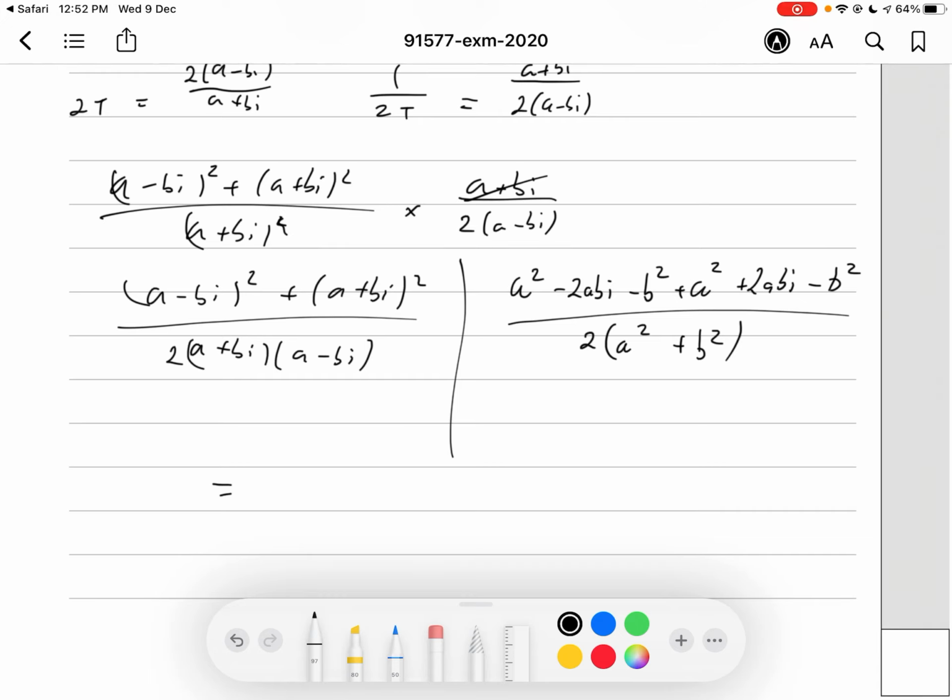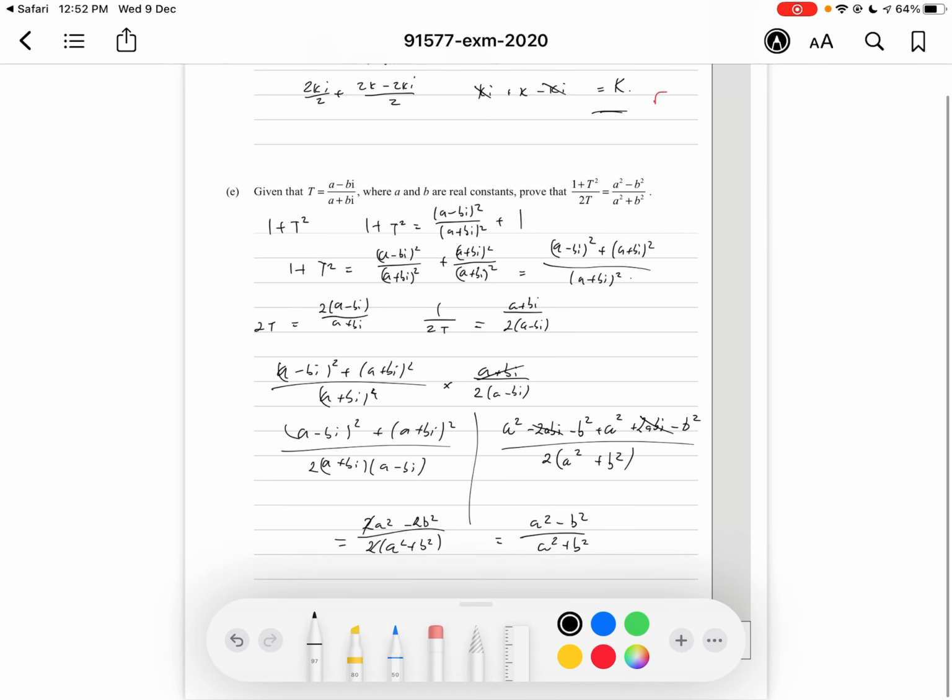Alright, and now if we simplify this a little bit more, we'll see that these cancel each other out there. And we have (2a² − 2b²) all over 2 times (a² + b²). We'll cancel out these 2s here. So then we'll have (a² − b²)/(a² + b²), which is as required. Okay, so QED there. We're done with this question. And this should be an excellence level grade.